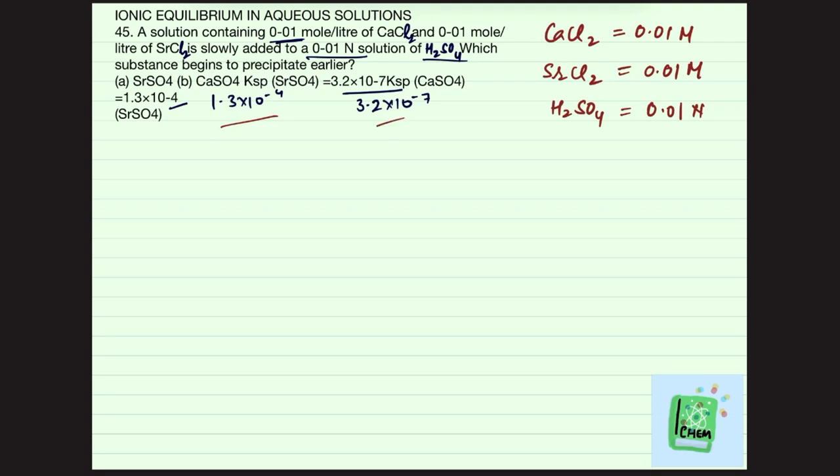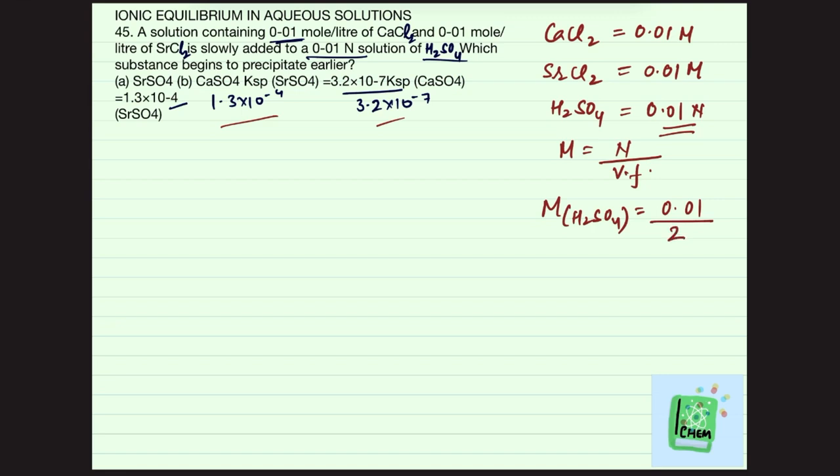सबसे पहले तो normality of H2SO4 को convert करेंगे molarity में, because you have to take the concentration in terms of molarity while solving this question. Molarity क्या होती है? Molarity होती है normality divided by valency factor. तो molarity of H2SO4 हो जाएगा, इसकी normality given है 0.01 N divided by valency factor of H2SO4 is 2.